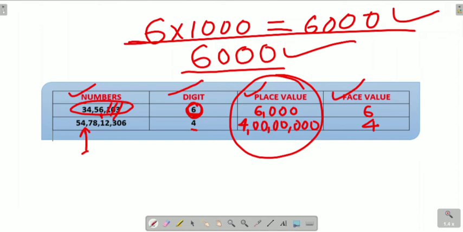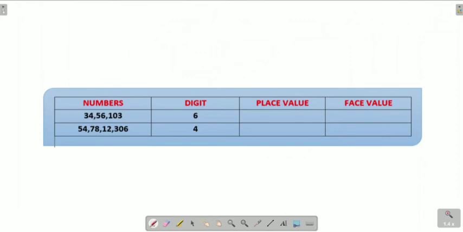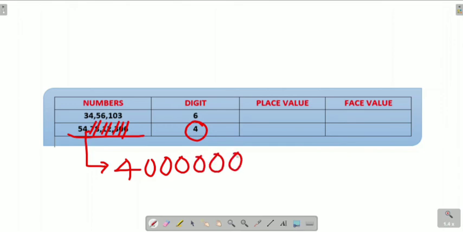Similarly for the second question, we were finding the place value of 4. So here we have 4. So write 4 and count the digits after 4. 1, 2, 3, 4, 5, 6, 7. Just put 7 zeros after 4. So in this way you can find the place value of these numbers by counting the digits only.